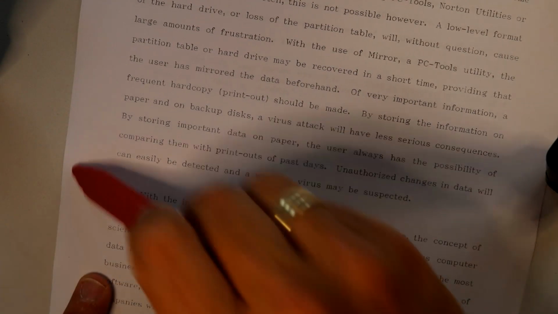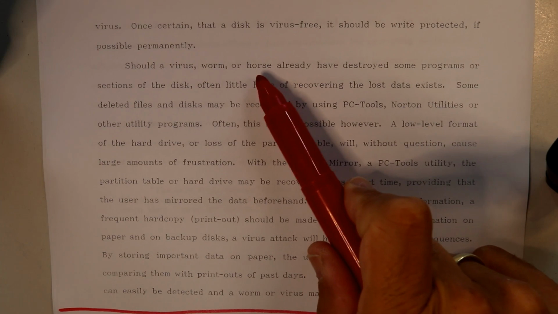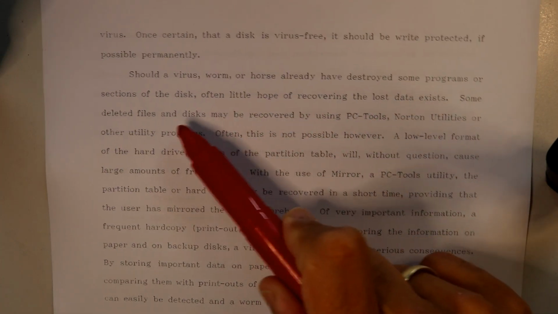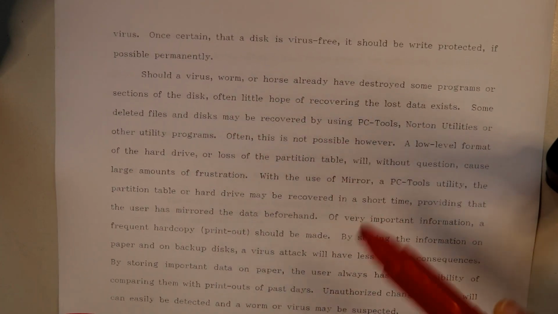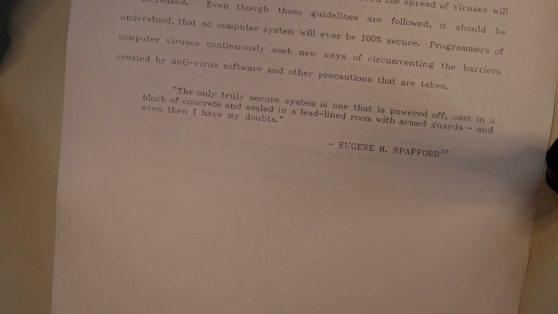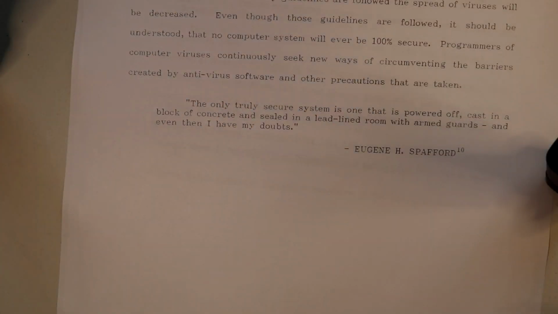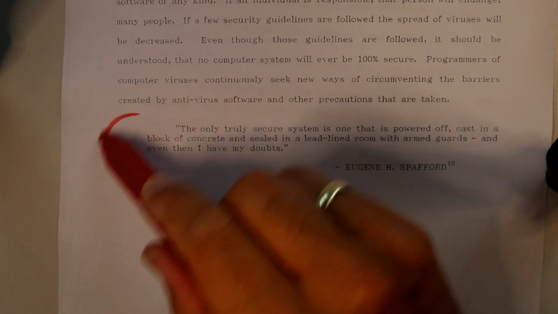Oh, really? Again, this weird thing here, "regrettably." No, we're already on page 13 here. Okay, forget about it. "Should a virus, a worm or a Trojan horse already have destroyed some programs, there's often little hope." Oh, really? Is this a textbook or something? Oh, I hate it when students do this. Look at this. Where's the conclusion? There is none. There's no heading, and then he stops with a quote.